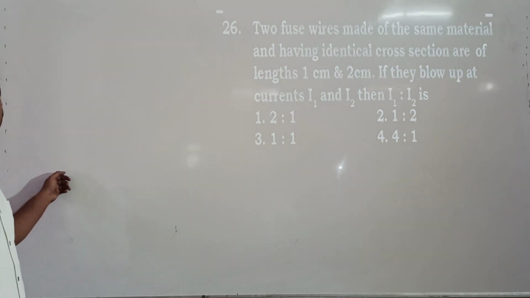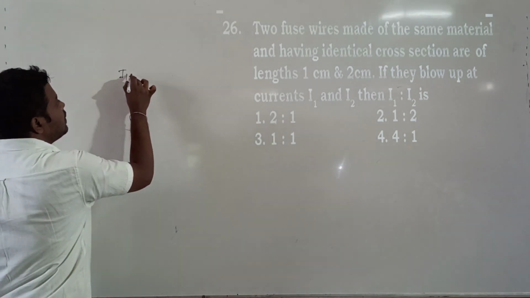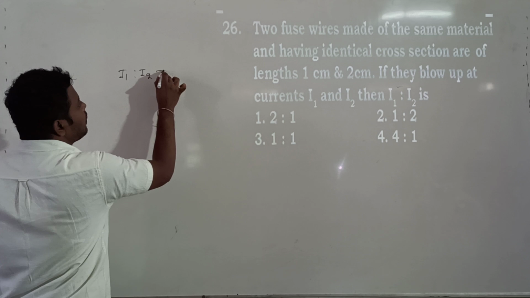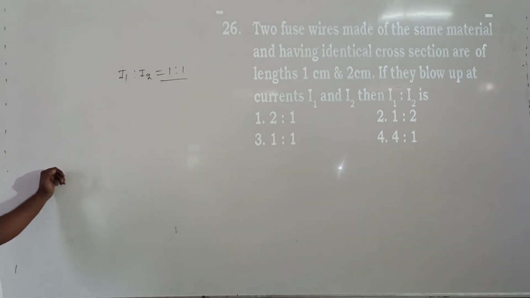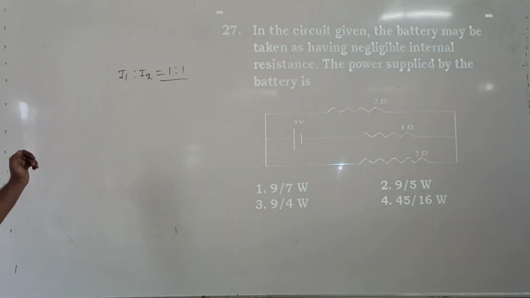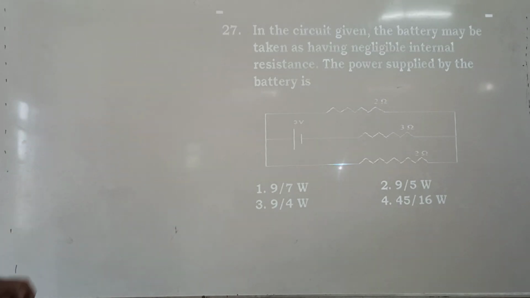So current passing through fuse wire does not depend upon its length. It is independent of length value. It depends only on its thickness. So due to that reason, I1 is to I2 will remain same. 1 is to 1. So principle of fuse wire. Okay. So this is question number 26. Next question. Question number 27. So in the circuit given, battery is taken having a negligible internal resistance.